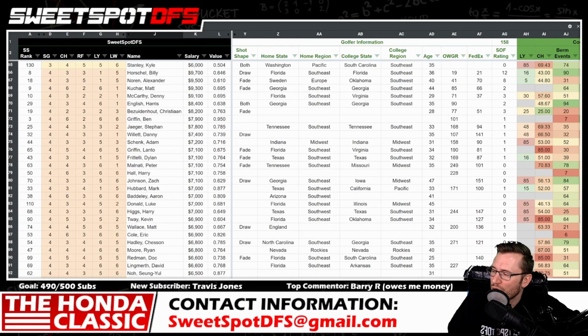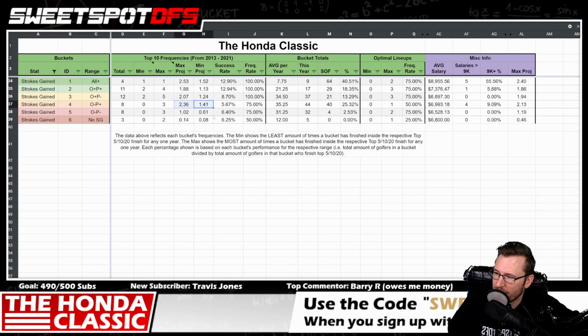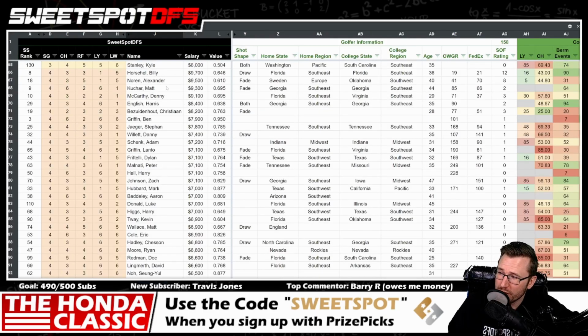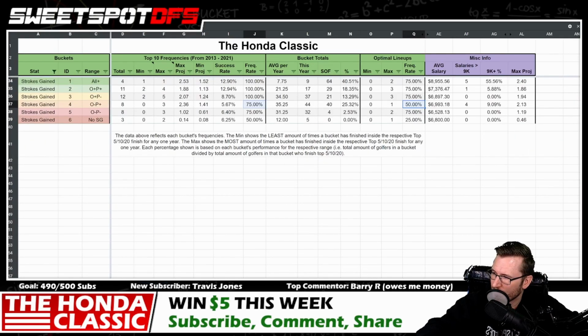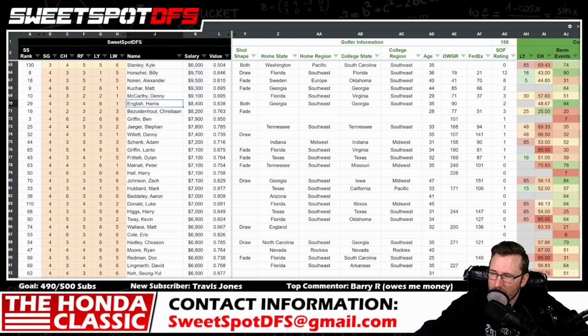Strokes gained 4. We want 1 to 3 from this bucket as well. Not a 100% frequency rate on either top 10s or optimal lineups. But let's take a look. Starts with Billy Horschel, Alex Noren, Matt Kuchar, Denny McCarthy. Now, these are negative off the tee golfers with positive putting. So 0 to 2. Or was it 0 to 2 or 0 to 3? I can't remember. No, it's 1 to 3. Okay. That makes me feel more confident in playing someone like Harris English, like I was already talking about. Him, Jaeger, Willett.